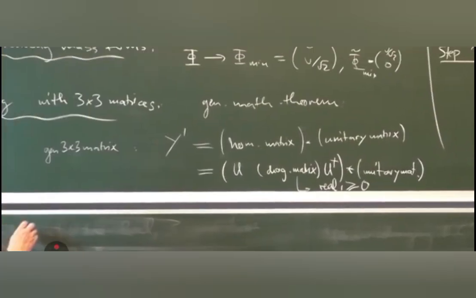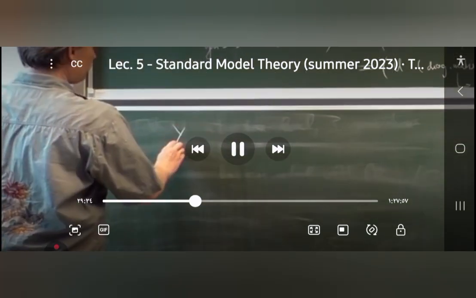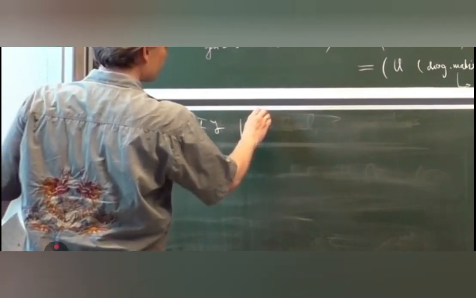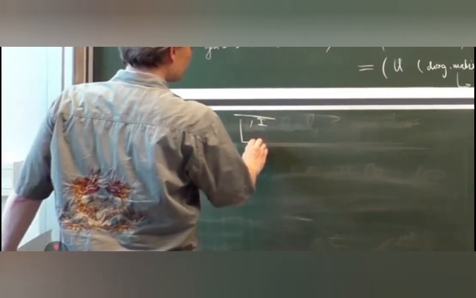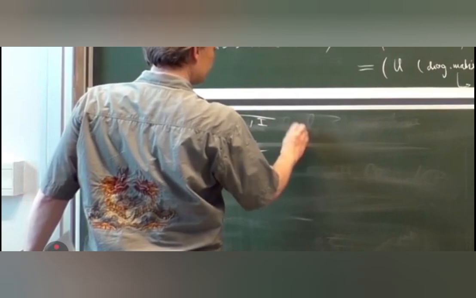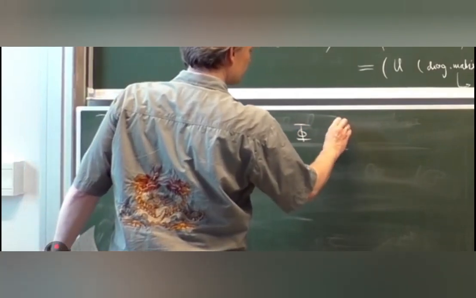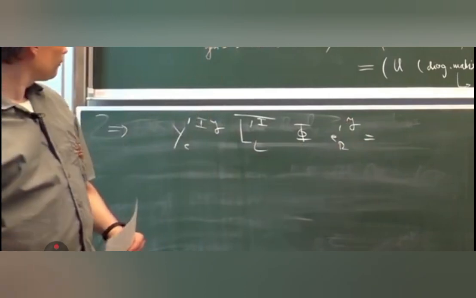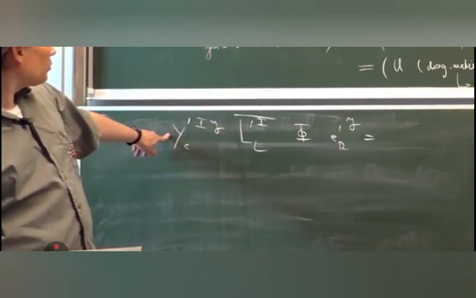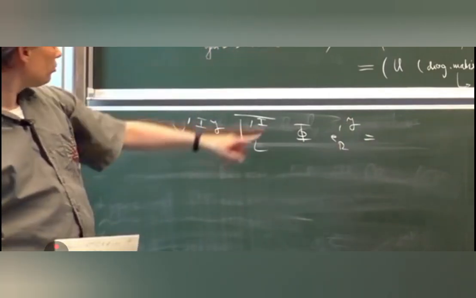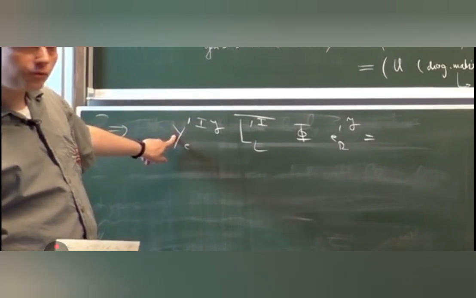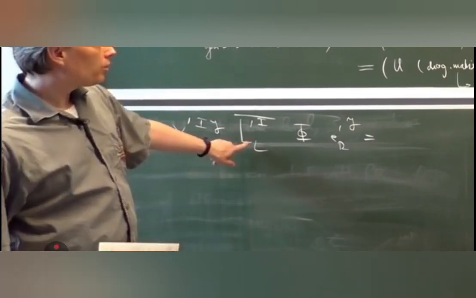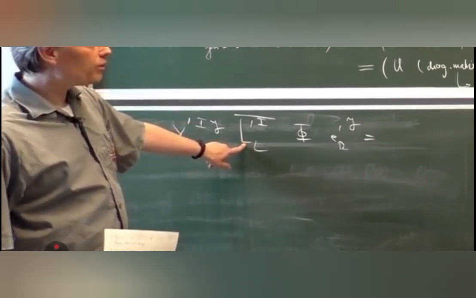So now the lepton term Y prime ij times L prime i bar times phi times ER prime j is equal to what? Okay, so the primed Yukawa coupling is replaced by U times the unprimed Yukawa times V dagger, and U times the primed L.